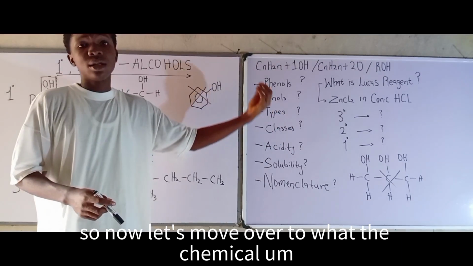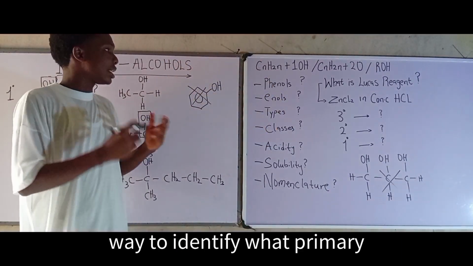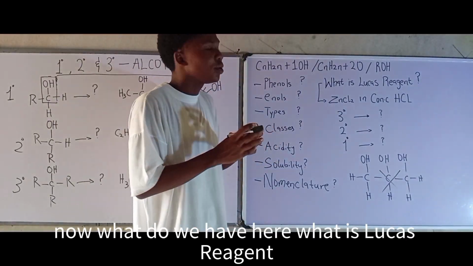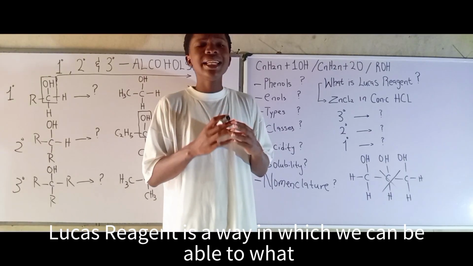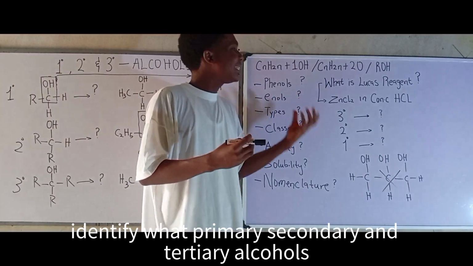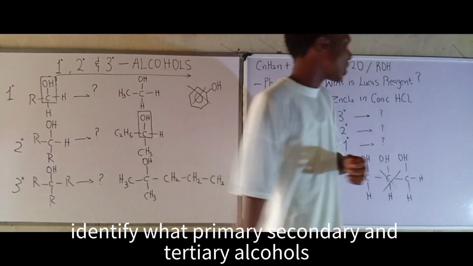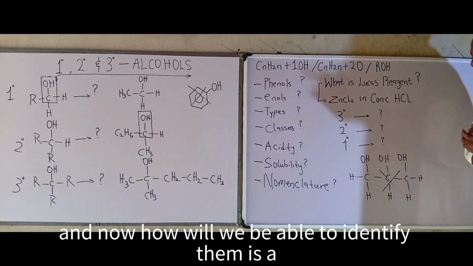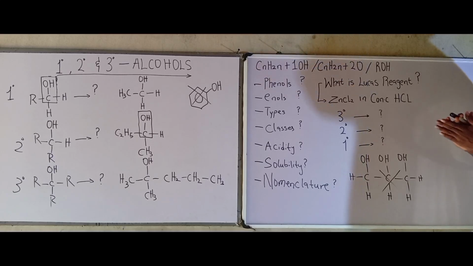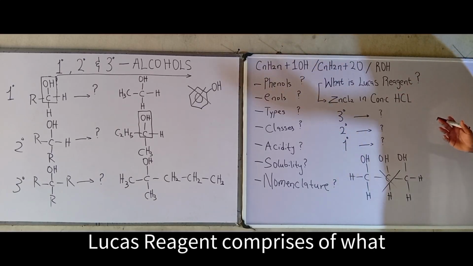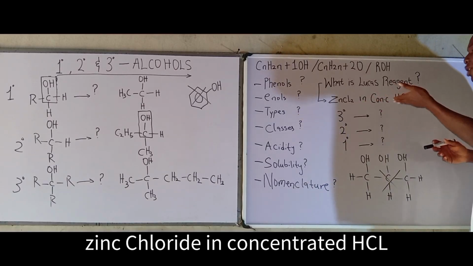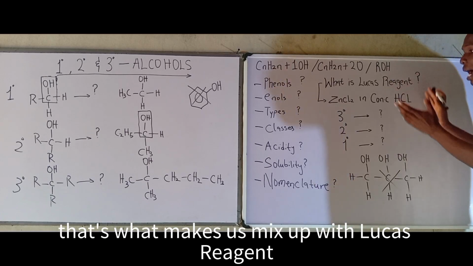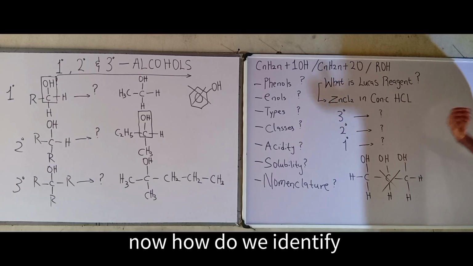So now let's move over to the chemical way to identify primary, secondary, and tertiary alcohols. Now, what do we have here? What is Lucas reagent? Lucas reagent is a way in which we can identify primary, secondary, and tertiary alcohols. And now, how will we be able to identify them? It's a simple thing. Lucas reagent comprises zinc chloride in concentrated HCl. That's what makes up Lucas reagent.